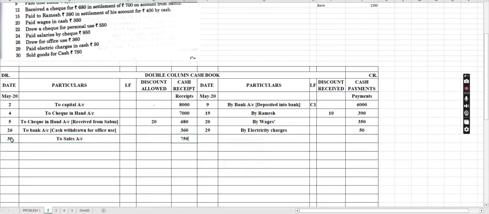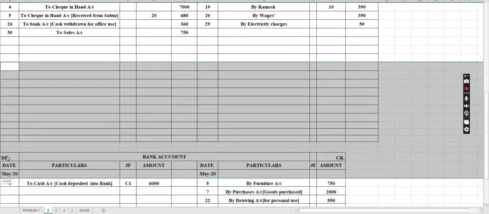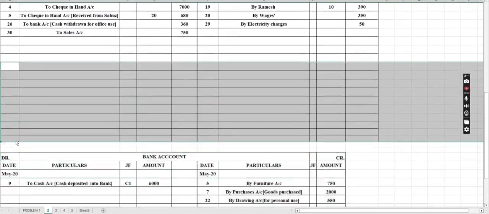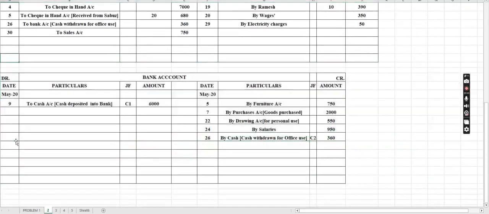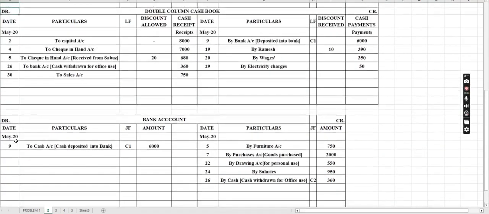For cash, we received 750 rupees cash. So here I will remove the unnecessary rows from this problem so that we can see the cash book and the bank account easily. Now I will sum up the total of these columns. I got 16,790. The credit side also, I will take the same amount, 16,790.